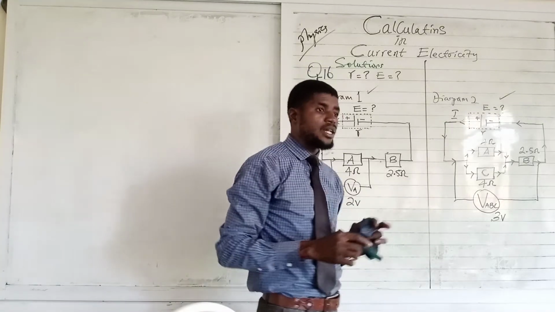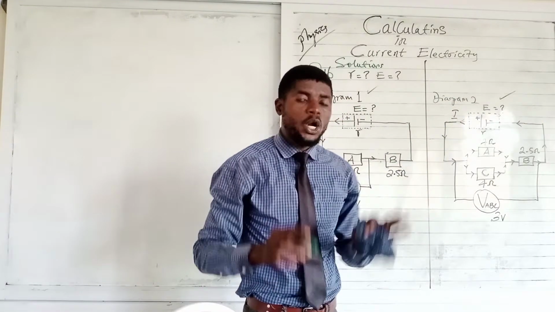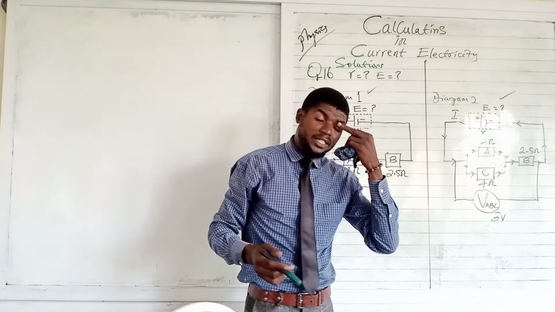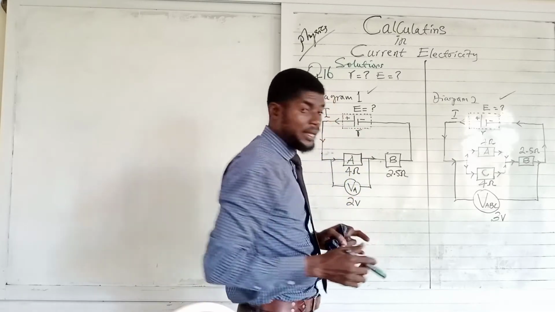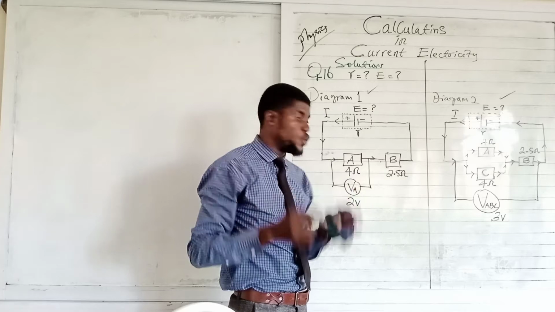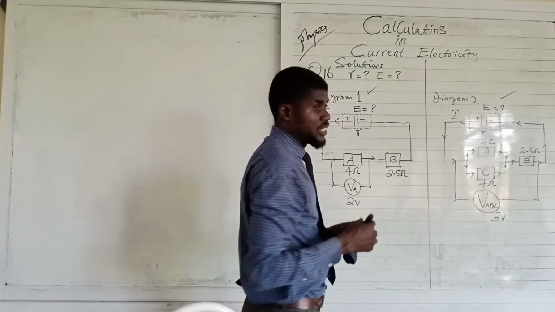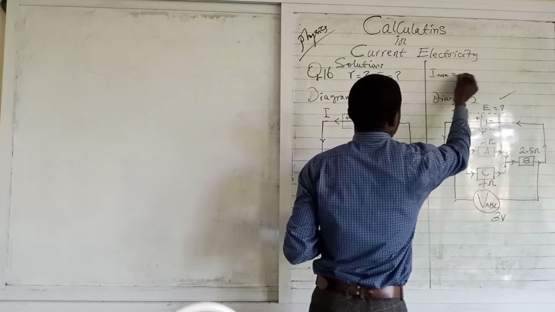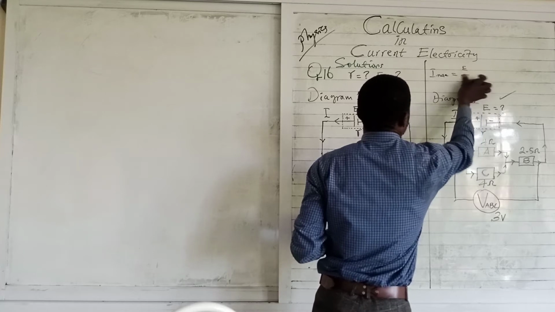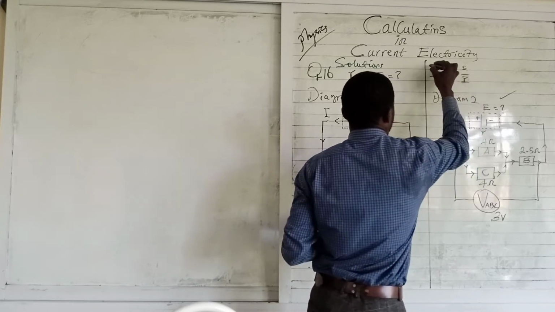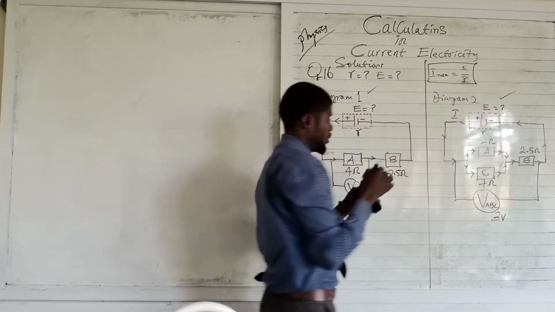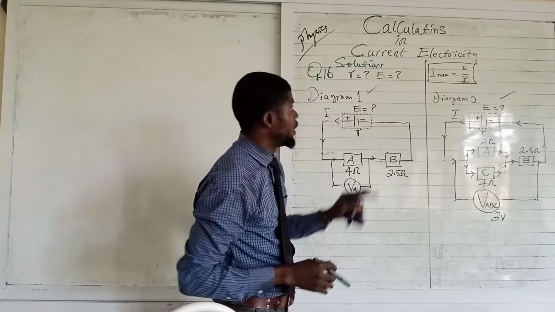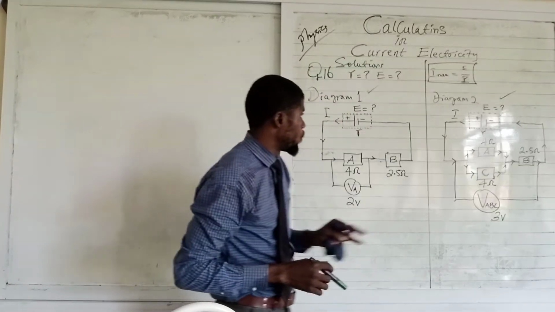The internal resistance of a cell is inversely proportional to the current in the circuit, or the current that the cell will produce. It means that if the internal resistance of a cell is very high, the current will be very, very low. So the equation is given as I maximum is equals to E all over small r, as you will see in your physics textbook. So anytime the internal resistance of a cell is very high, the current will be very, very low in the circuit.